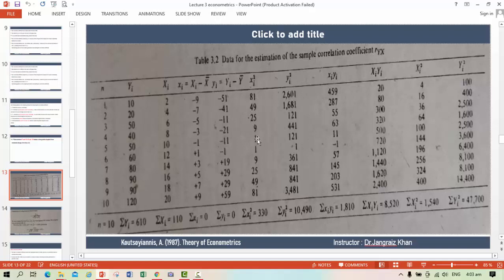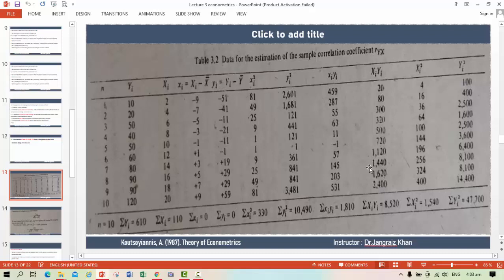After taking the square of all observations, if we add all the observations of small x square, we get summation small x square, which is 330 in this case. Similarly, for getting the small y square, we square all the observations of small y.